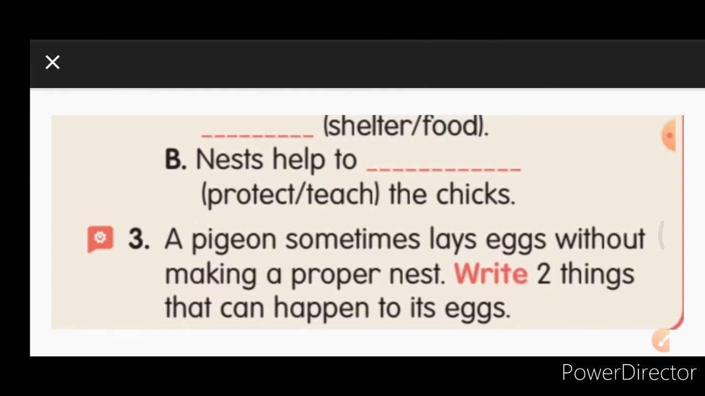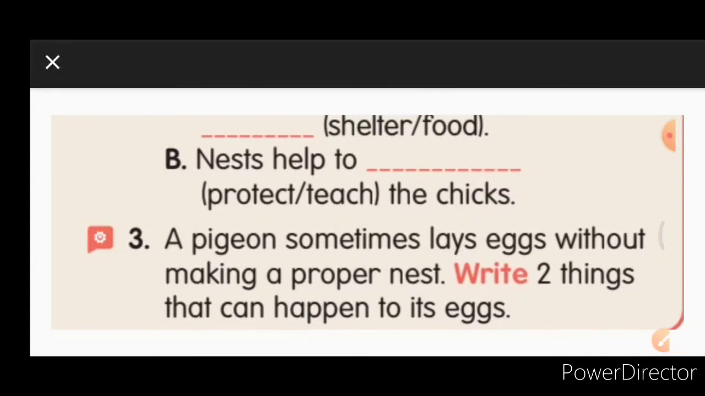Third one, a pigeon sometimes lays eggs without making a proper nest. Pigeon is a bird, you all know. Write 2 things that can happen to its eggs. If the pigeon doesn't build a proper nest and it lays the eggs, what will happen to the eggs? The eggs might break because of the bad weather, or some predators might come and eat away the eggs.